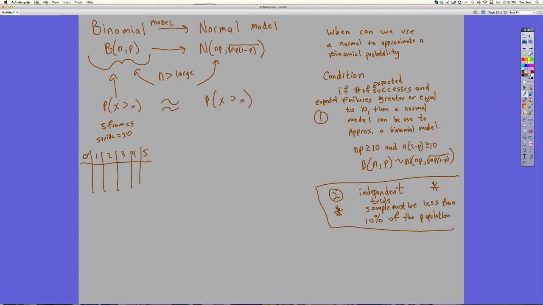This is the probability that there's no strikes, which would be 0.3 to the 5th, and this is the probability of all strikes, which is 0.7 to the 5th. Now if you fill in all these probabilities, which I'm going to go ahead and pause the video and fill in, we're going to see that this will not look normal at all.